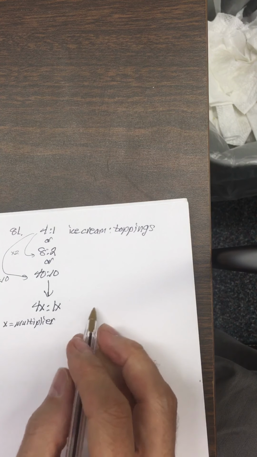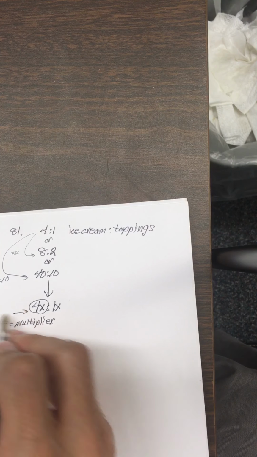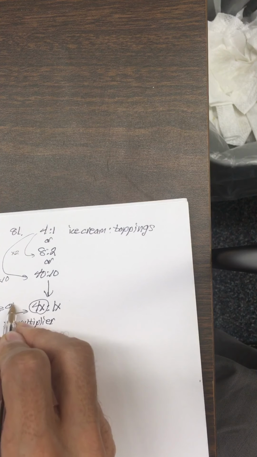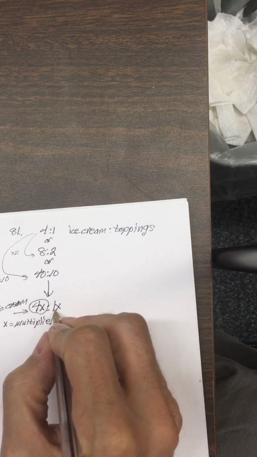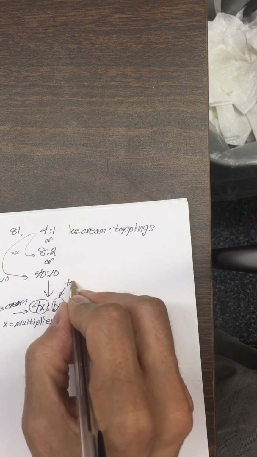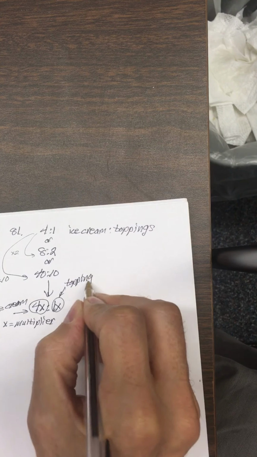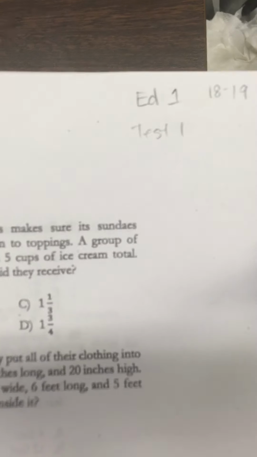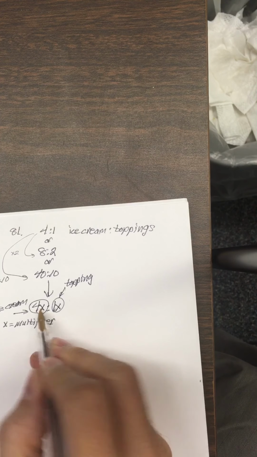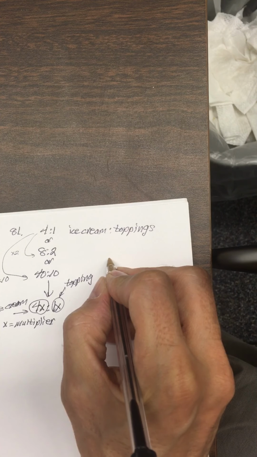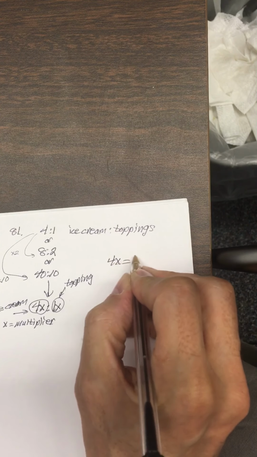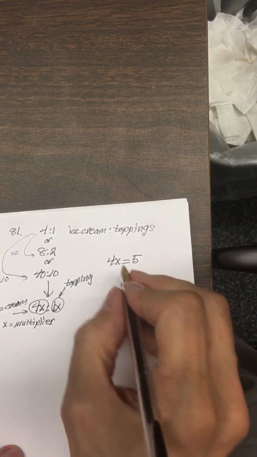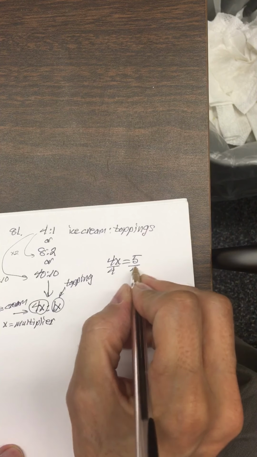Now here's the sneaky part. 4x is the amount of ice cream, and 1x is the amount of topping. The nice thing about having an x in there is that if they were to say, hypothetically, which they did, they had 5 cups of ice cream total. Look here, this is how much ice cream we have. So if we have 5 cups of ice cream, that 4x is equal to 5. Does that make sense? And now we can actually divide that out and find out what our mystery multiplier is.